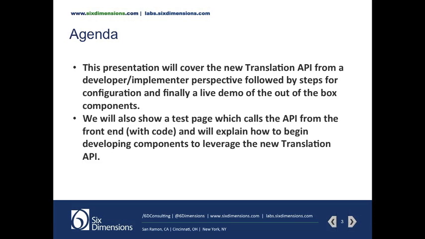So today we're going to be talking about the new translation API that is shipped in Adobe's 6.0 release of Adobe Experience Manager. It's going to be more focused from a developer implementer perspective, followed by steps for configuration and a live demo of the out-of-the-box components. I'm also going to show a test page, very bare bones, but go into some of the code in the back end that calls through the API from the front end and explain how to develop components to leverage the new translation API.